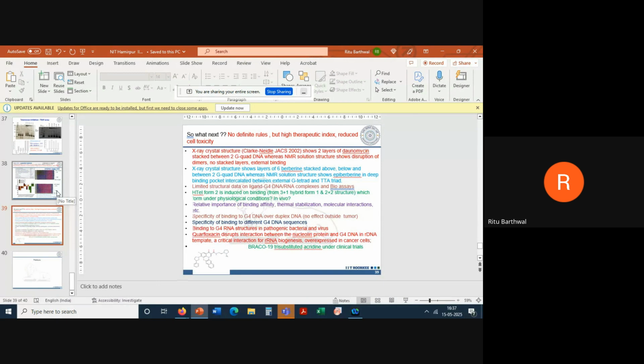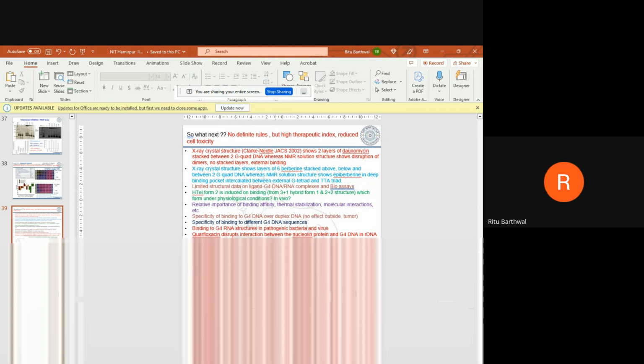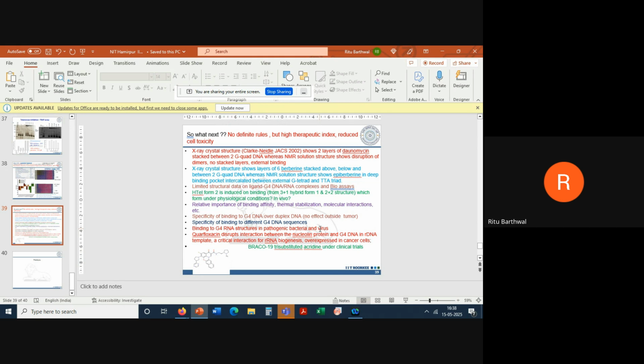So ultimately, what next and what do we have? Some drugs have been developed, like for example quarfloxin here, another drug, BRACO-19, like this. A lot of pathogenic bacteria have it, a lot of viruses. I gave you an example of tuberculosis. HIV also has it. So there are many bacteria and viruses, and also proto-oncogenes have it, besides the human telomeres. So there is a lot of scope.